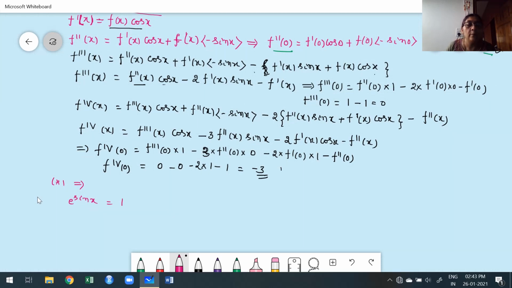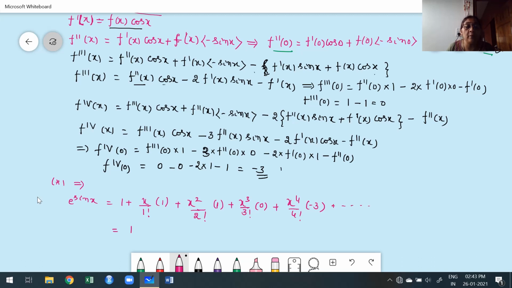Therefore, 1 plus x by 1 factorial into the first derivative of f of x, which is 1, plus x square by 2 factorial into the second derivative of f at 0, which is 1. The third derivative value is 0, therefore the entire term must be 0, plus x to the power of 4 by 4 factorial into the fourth derivative, which is minus 3. I'm going to stop here, because they are asking to expand up to the term containing x to the power of 4.